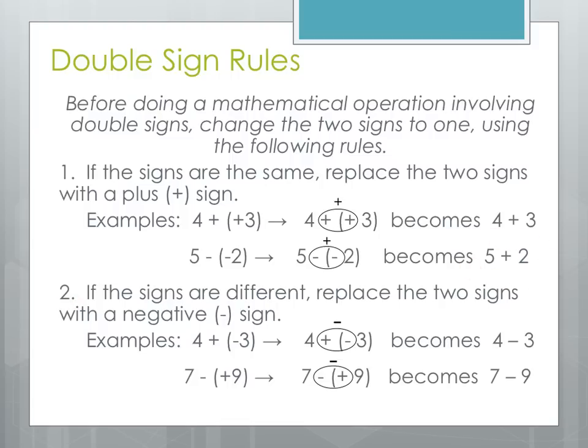Our second rule, if the signs are different, if they're plus minus or minus plus, we're going to replace the two signs with a negative sign. So 4 plus minus 3, since those are different, becomes 4 minus 3. Or 7 minus a positive 9 becomes 7 minus 9.